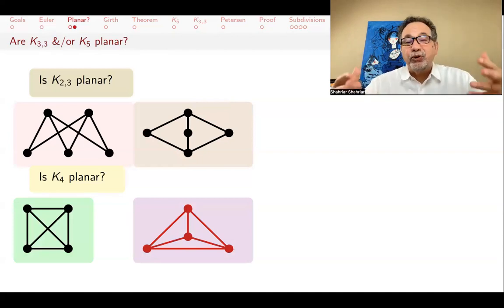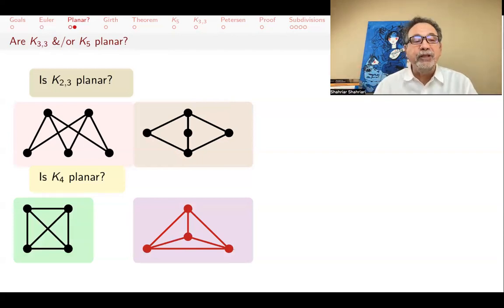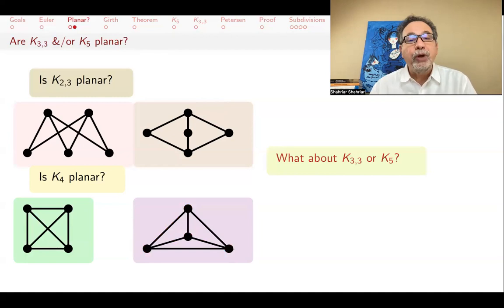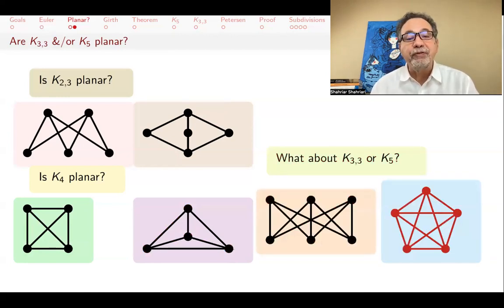But as the graph becomes more complicated, it's less likely that it'd be planar. Next question might be, what about K33 or K5? Now, this is K33 and there is K5. And you might want to try to see if you can draw those on the plane without edges crossing. Spoiler alert, you can't. But we want a proof of that.